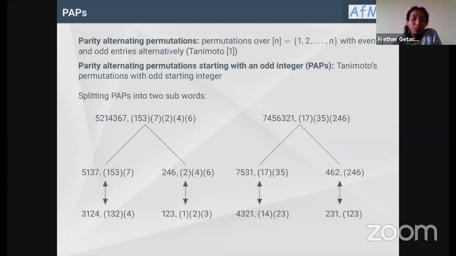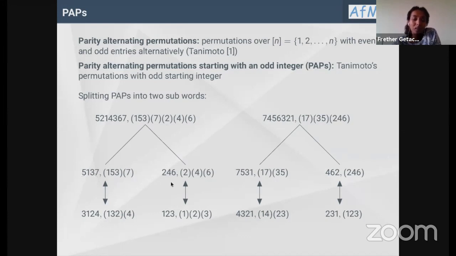We can split this one into two subwords, since all the odd positions are occupied by the odd integers and all the even positions are occupied by the even integers. When we take out the odd ones, we have 5, 1, 3, 7 and its cycle representation, and 2, 4, 6 and its cycle representation. By the way, if we consider the cycle representation, the splitting method allows us to see that the cycles containing the odd integers and the cycles containing the even integers are completely disjoint.